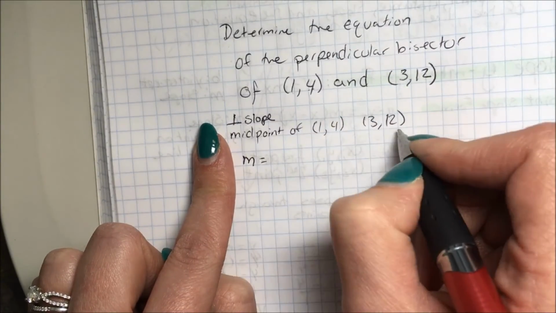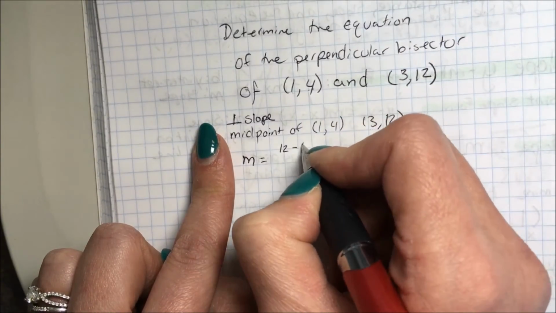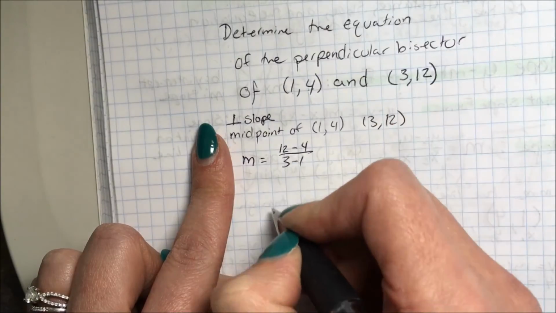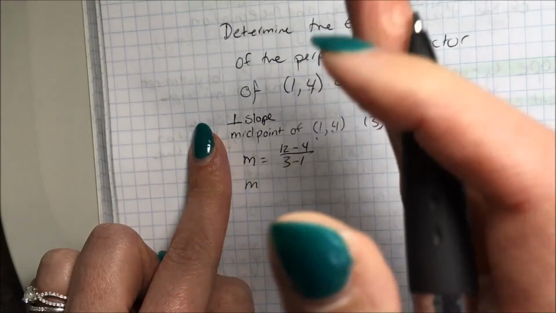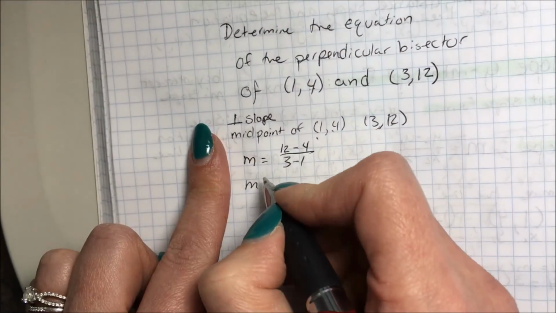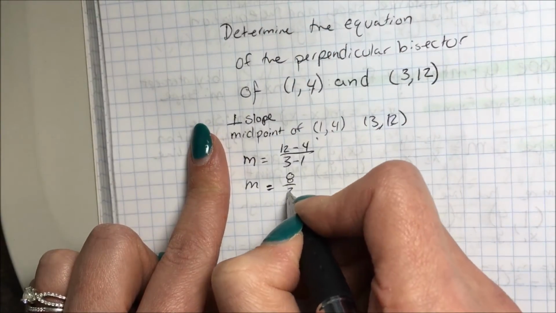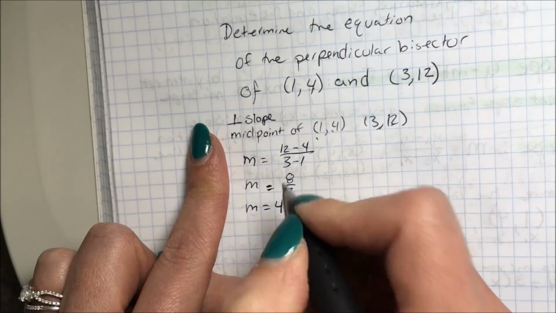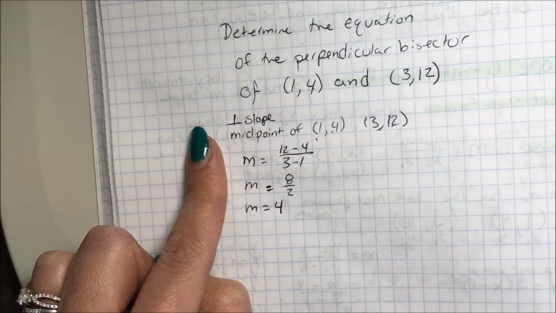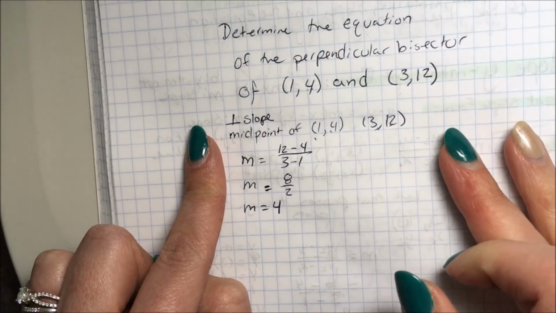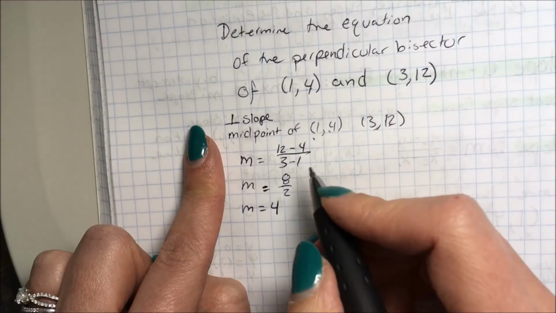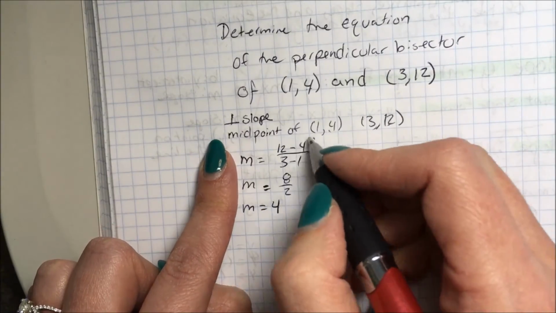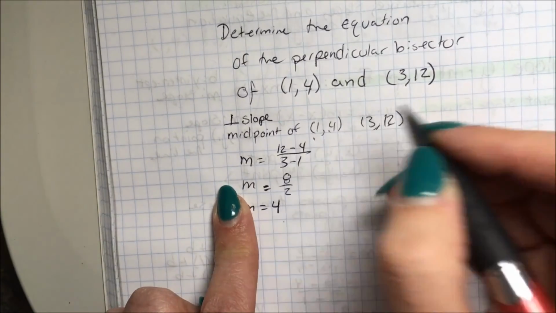So that's change in y over change in x. So 12 minus 4 over 3 minus 1, keeping those points in order, second point, then first point. So m is 8 over 2. My slope is 4. Okay. Well, I just found the slope, not the midpoint. Sorry, guys. So that's the slope between these 2 points.